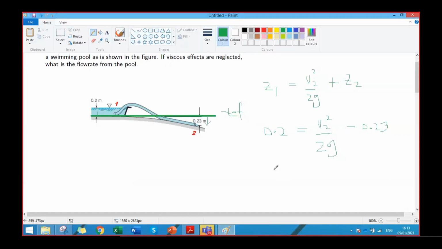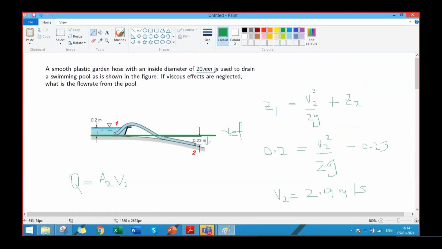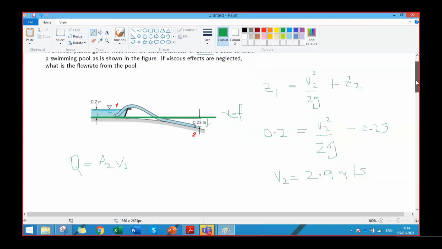Yes, sir. 2.9 meter per second. So we can calculate the flow rate, or the rate at which the pool will be drained, by using Q equals area of the hose, which we can calculate because we are given the diameter, times the velocity we have already calculated using the Bernoulli equation. Clear? Yes, sir. The diameter is 20 millimeters. Okay, so we can calculate the area. We know the velocity, so we can just calculate the flow rate.